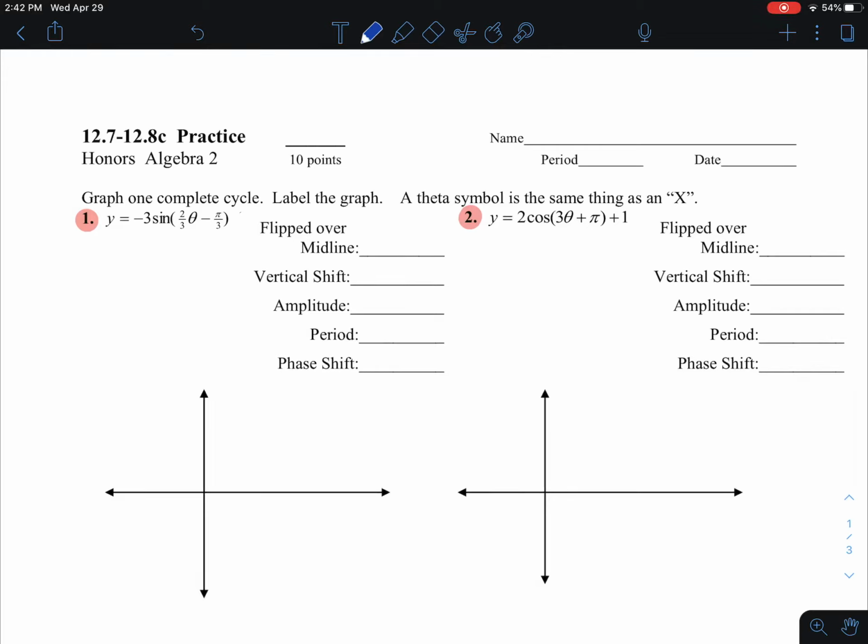Okay, the 12.7-12.8c worksheet. I'm going to go over two questions that you guys had on this. Looks like you guys are wanting to see number 1 and number 2. Both of these problems are in radians. I know that because I see a pi symbol right here. That's the clue that these are in radians.